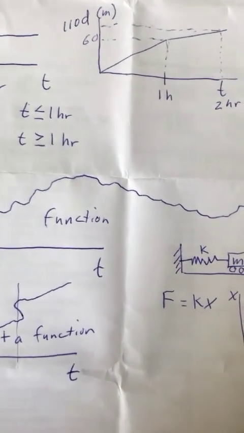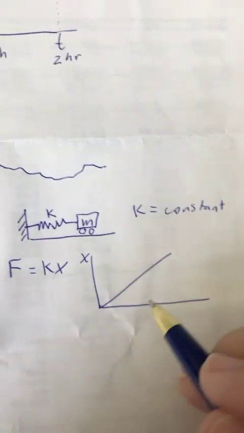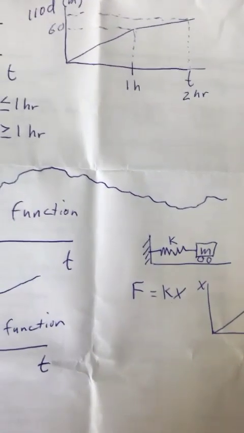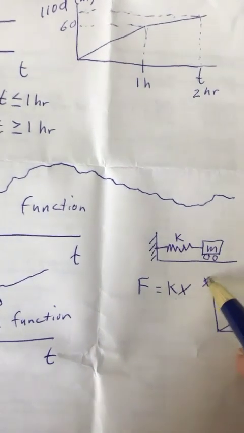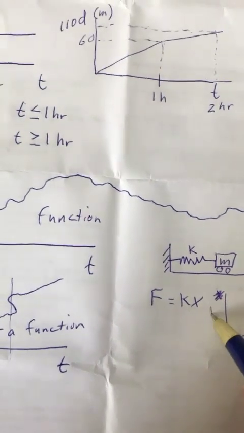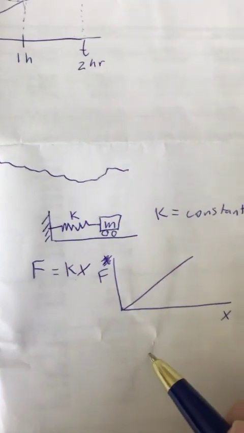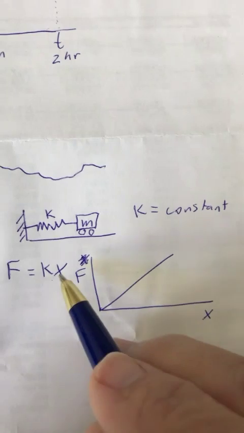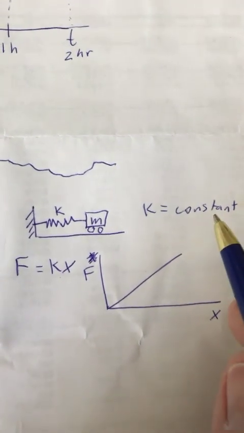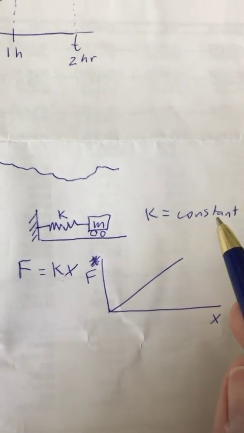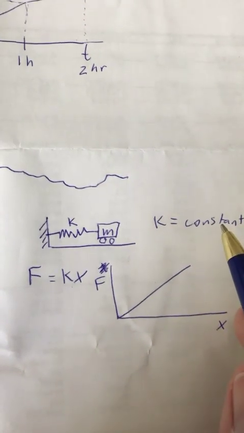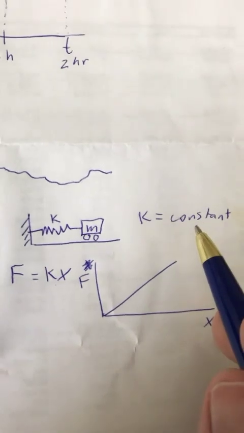So I draw that like this. X is the amount of stretch, and that's here. I'm sorry, I want this to be the force in the spring, and it's equal to Kx. So that's a linear function again, as long as K is a constant. Again, I have to stipulate K is a constant.